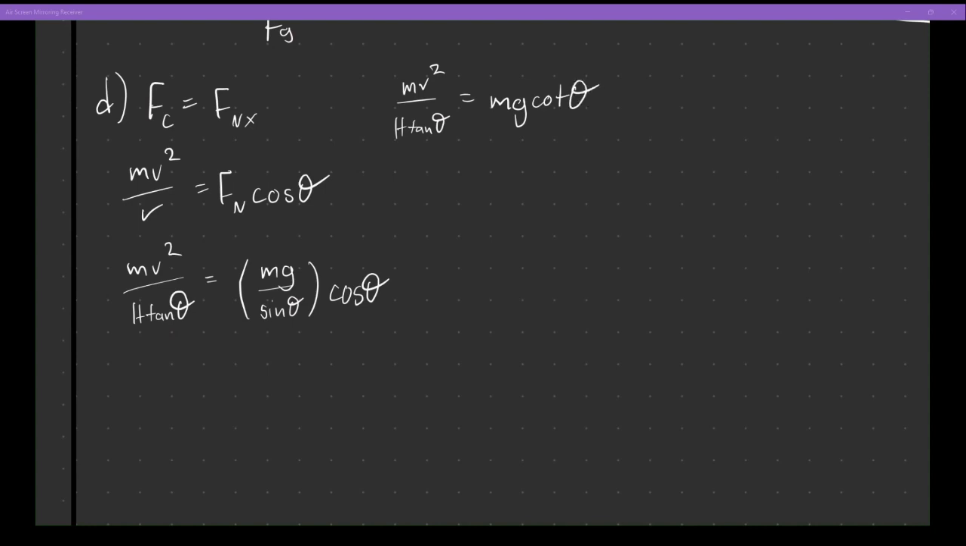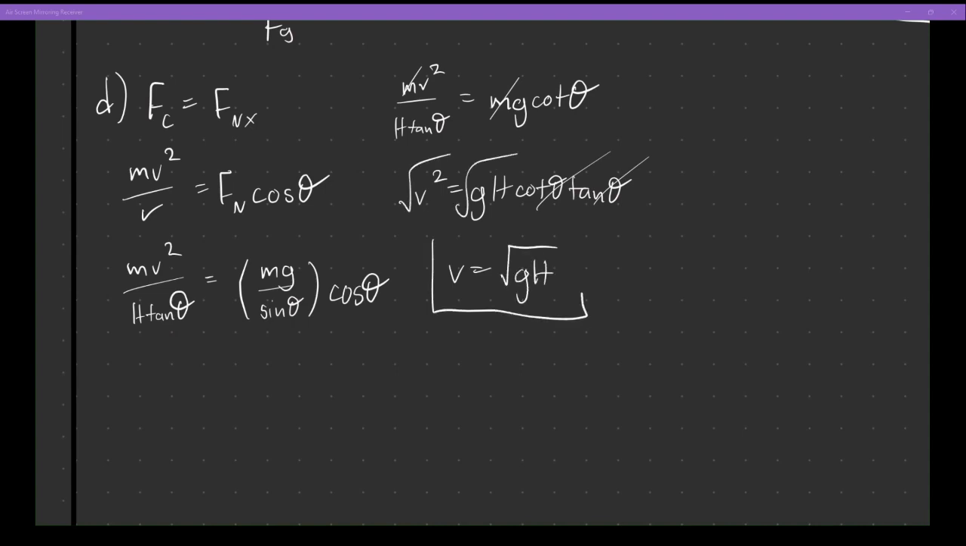I multiply that over. The m's will cancel out. So I just get v squared equals gh cotan theta tan theta. These cancel out with each other, so I just get v equals the square root of gh. That's it for part D.